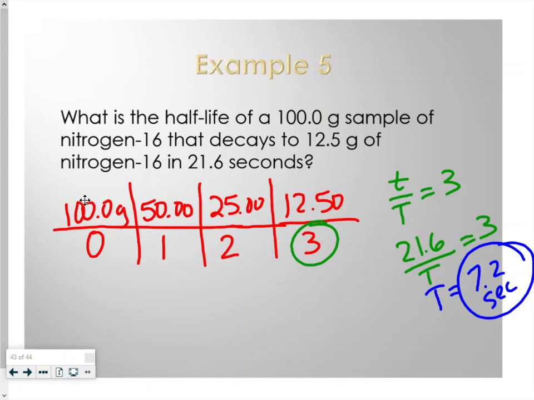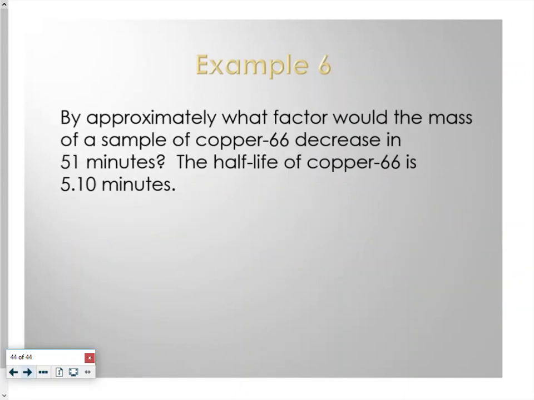There is one last little added problem that you might see, and it's probably the easiest of them all if you just think about it for a second. When you have to find a factor, or they could use the word fraction, so when they say factor or fraction, they just want like a coefficient number to work with. So, in this particular case, we're not given any masses. We're only given the total time, the total elapsed time of 51 minutes, and the half-life of 5.1 minutes. What can I determine from that information?